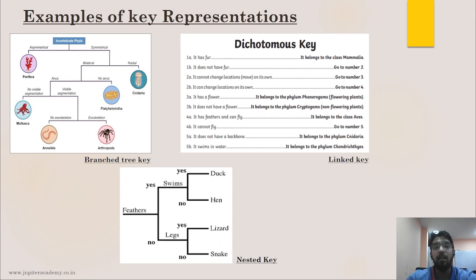So based on plant's characters, the third one is having two contrasting characters again. Similarly, the fourth one is an animal contrasting character. So this is how, using consecutive contrasting characters, we single out different groups of organisms. And the last one is nested key, which is similar to branch key, but it is in a horizontal tree formation. So every arm of the nested key gives you one organism. That is the thing.